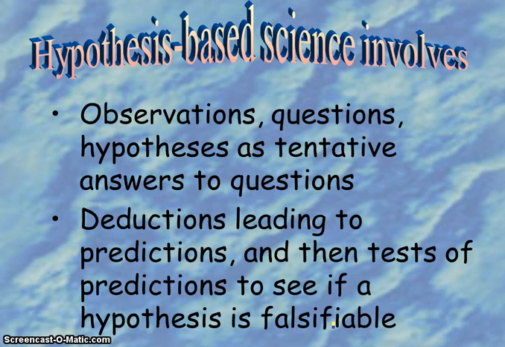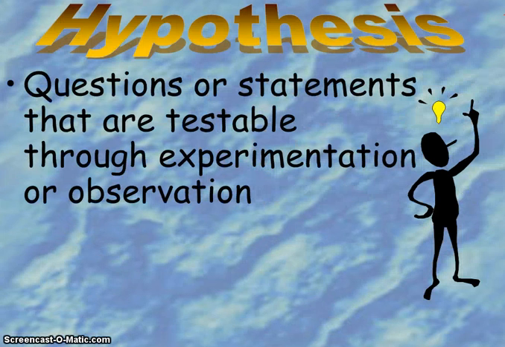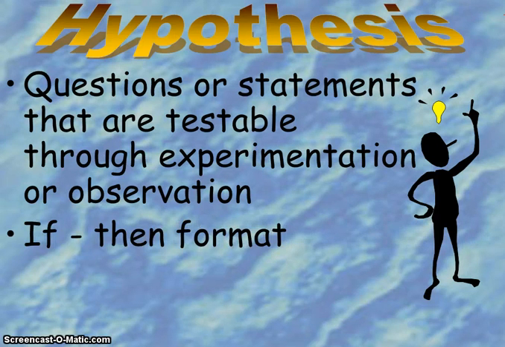So let's focus in on what a hypothesis is. A hypothesis is a question or statement that's testable through experimentation and observation. In our biology class, you need to use an if-then format. This is so important. The if-then format is something I am very particular about. If you do not have your hypothesis in an if-then format, you will get that part wrong. An example would be: if I study for a test, then I will get a good grade.